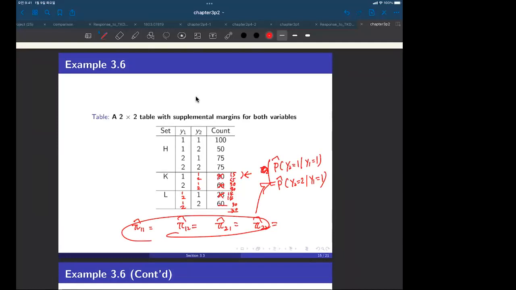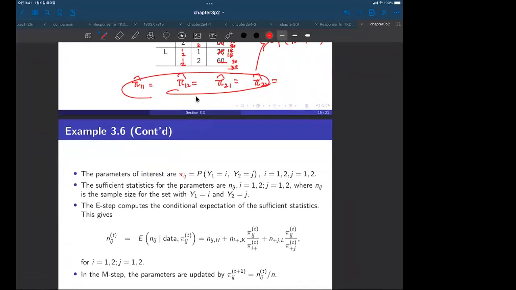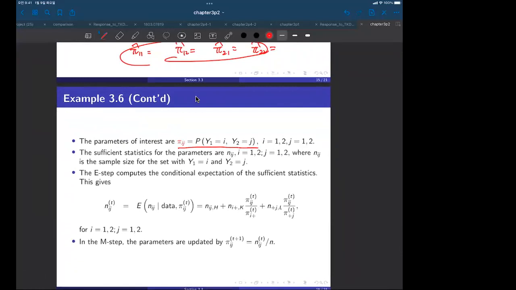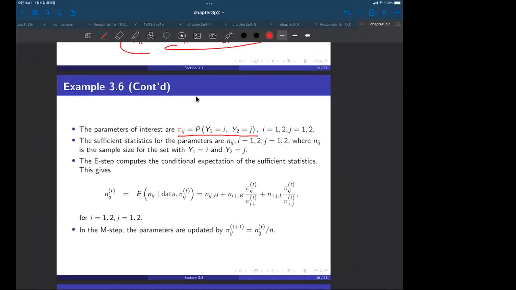So to formalize it, here's an idea. You have this pi ij. This is a parameter. So you have four parameters to estimate, but actually three, because one parameter is just redundant. And we already know that the statistic is just a proportion, the sample count for that cell, n_ij. If there's no missing, then pi ij hat will be just n_ij divided by n.